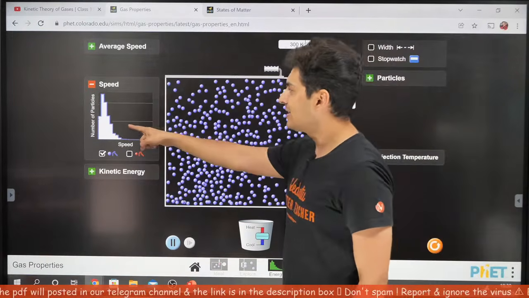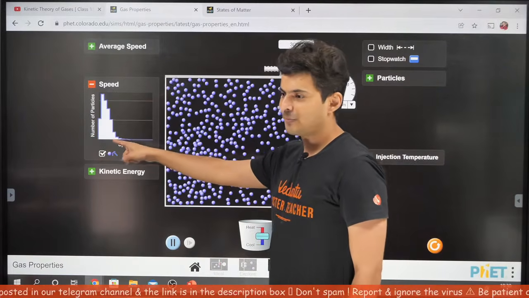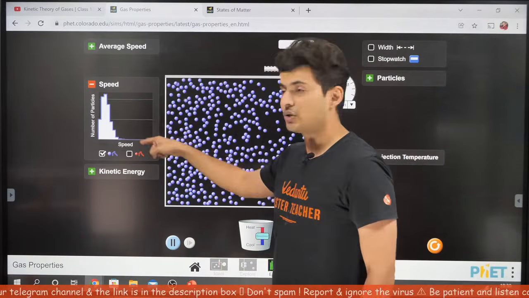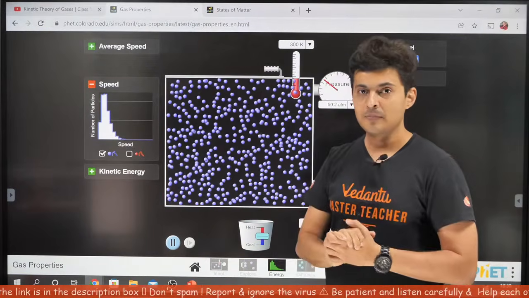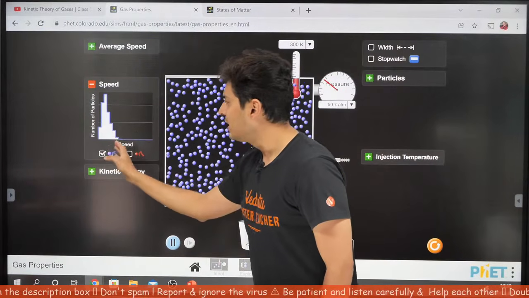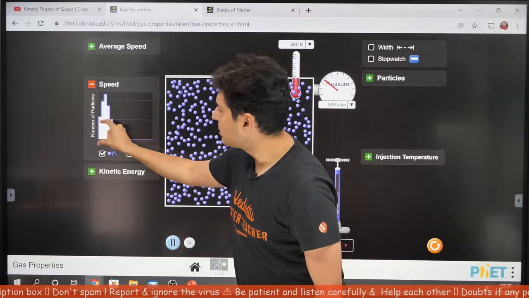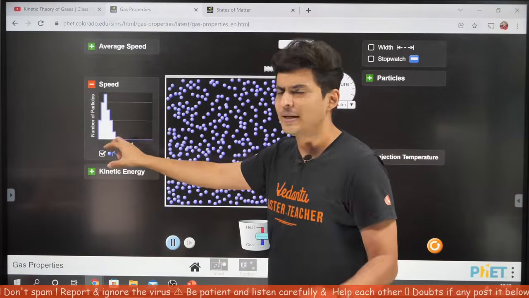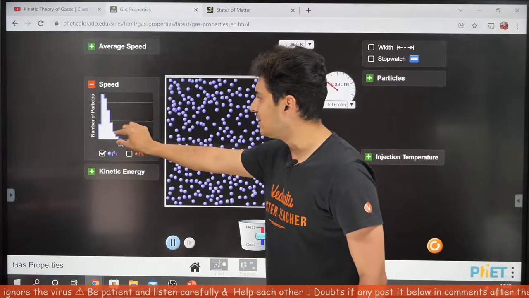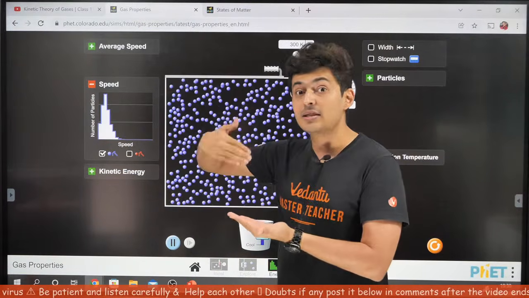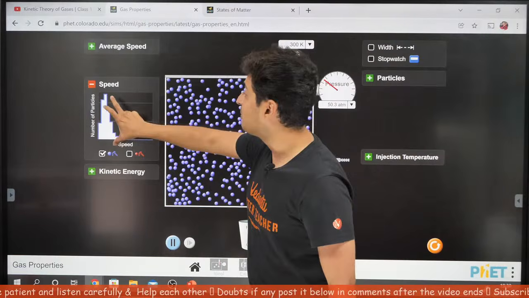All right, look at this graph right over here. This graph tells you the distribution, meaning how many molecules have how much speed. Over here on the lower side, speed is less. The molecules which have very little speed are this much in number. Then as the speed increases, the number of molecules which have that higher speed also increases. It peaks out.